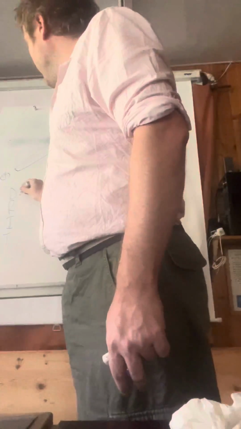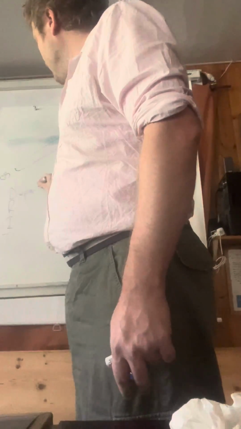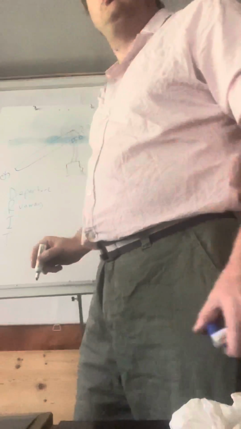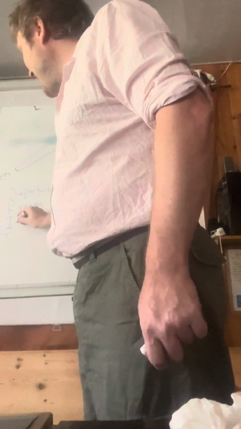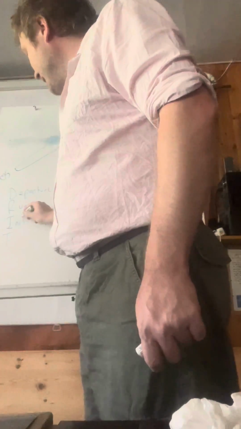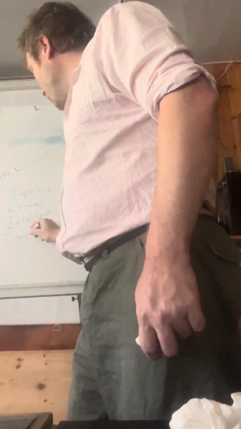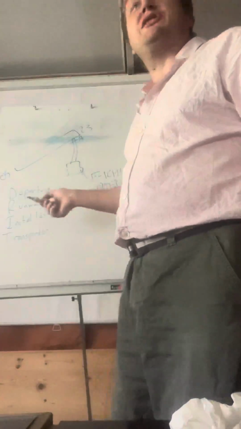It has a departure. It has the runway that we're going to use for the departure. It has an initial level, and it has a transponder code. So it reads like DRIT, DRIT.